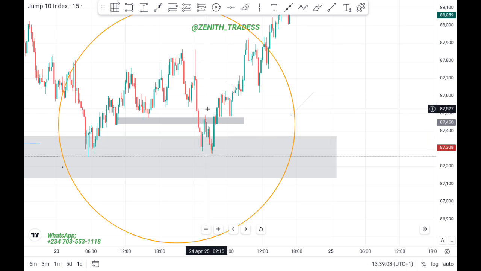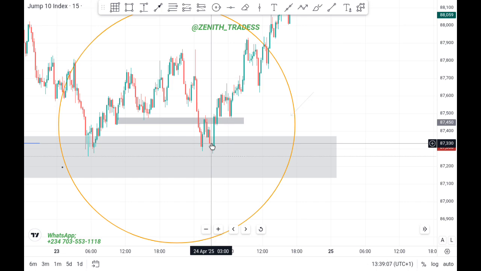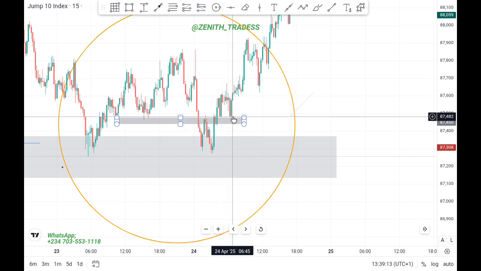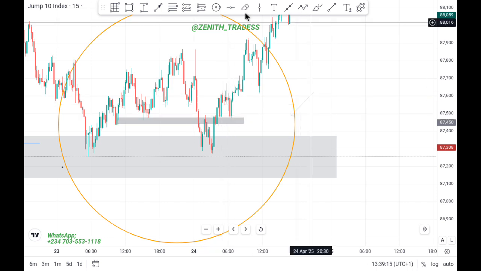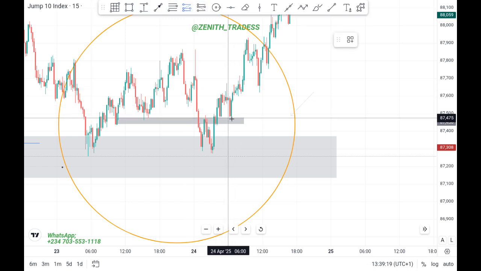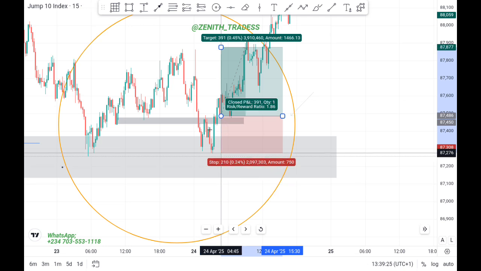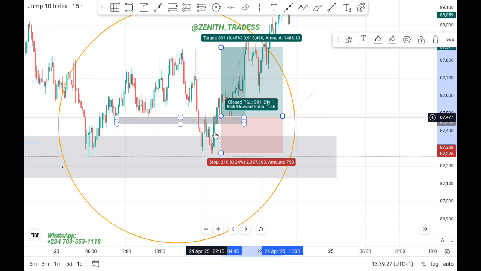It got reclaimed. It tested it, wanted to go back in form of a breaker, but eventually got reclaimed. So as it got reclaimed, it retested and continued with the bullish trend. Why are we not entering as it forms a breaker? Why are we not entering when it forms a breaker here?